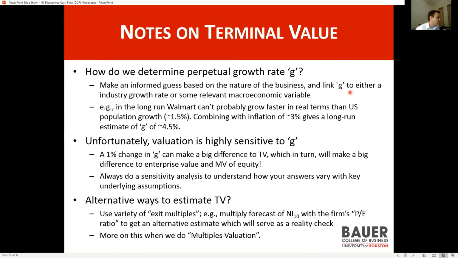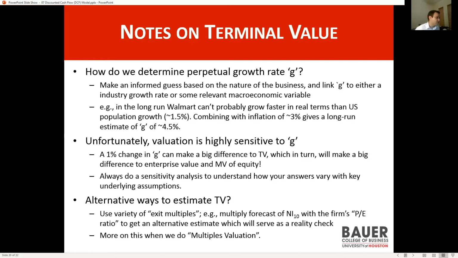So you want to link G to industry growth rate or something in the macroeconomy. So you can think about Walmart. We all know Walmart. Walmart is operating in a pretty saturated business. They're probably not going to grow very fast going forward. So maybe they're at a stable, steady state. How much can Walmart grow? Well, probably not much faster than population plus inflation. So you put those two things together, maybe their long-term growth rate in their free cash flows can be like 4.5%. Again, it's more of an art than a science, but that would be one reasonable way to approach G.